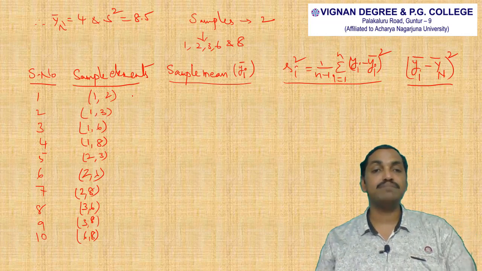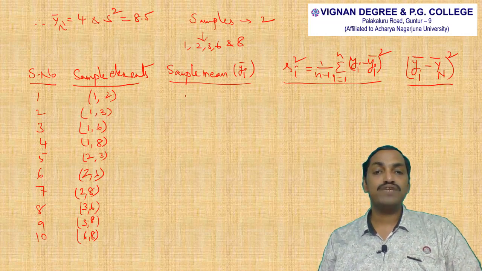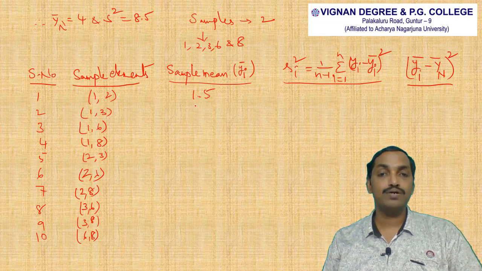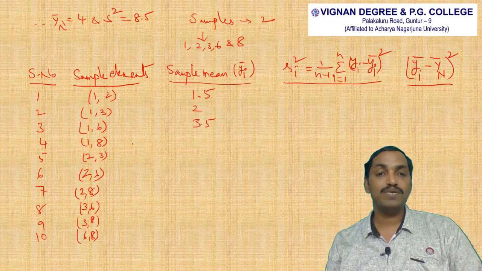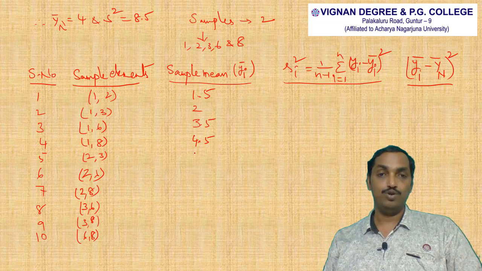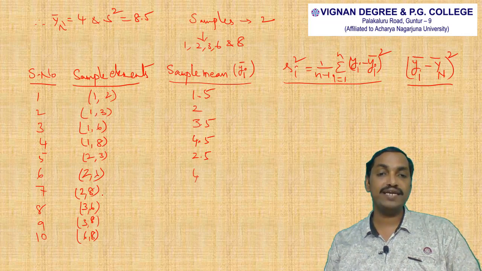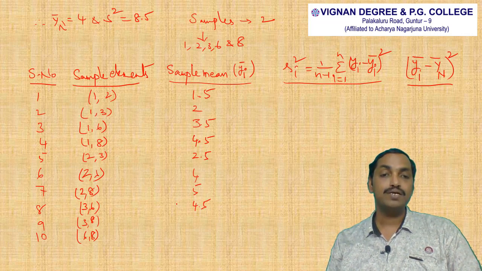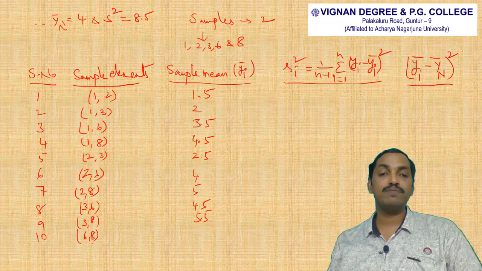Now consider the sample means, that means the average of these two elements, that is 1 plus 2 divided by 2 is 1.5, 1 plus 3 divided by 2 is 4 by 2 is 2, 1 plus 6 divided by 2 is 3.5, 1 plus 8 divided by 2 is 4.5, 2 plus 3 divided by 2 is 2.5, 2 plus 6 divided by 2 is 4, 2 plus 8 divided by 2 is 5, 3 plus 6 divided by 2 is 4.5, 3 plus 8 divided by 2 is 5.5 and 6 plus 8 divided by 2 is 7.